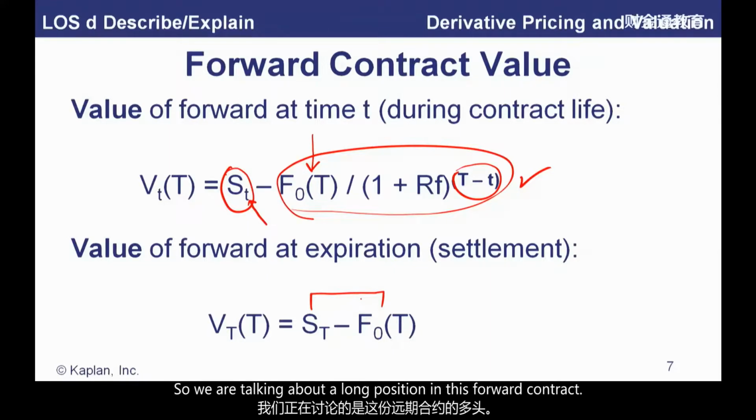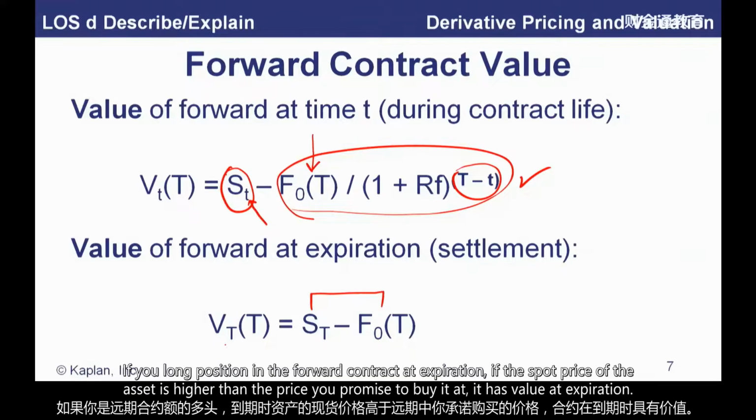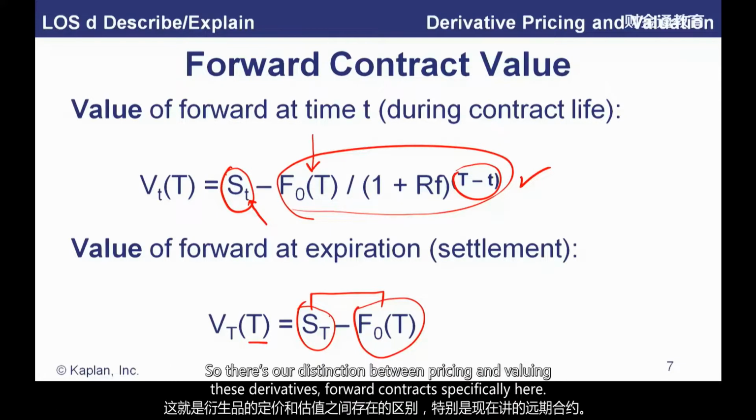So we're talking about a long position in this forward contract. If your long position in the forward contract at expiration, if the spot price of the asset is higher than the price you promised to buy it at, it has value at expiration. So there's our distinction between pricing and valuing these derivatives.